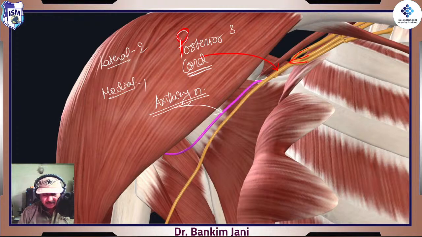This axillary nerve, its speciality is that it winds around the surgical neck. We have been talking about it so many times. It winds around the surgical neck and goes into the posterior compartment.